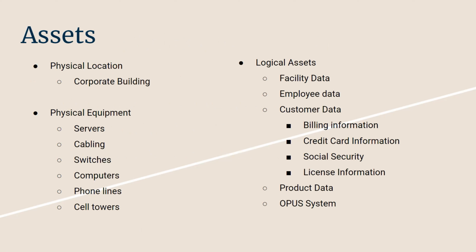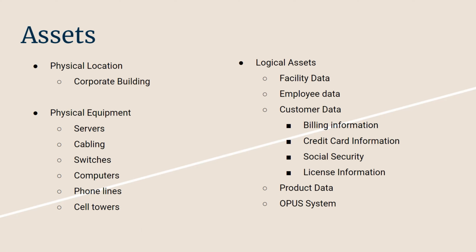So our biggest assets in AT&T would be our physical location. It would be our corporate store. In that corporate store, we would have physical equipment such as servers, cabling, switches, phone lines, cell towers, the whole nine yards. Some of the logical assets that we have are facility data, which will describe things in the facility that we have.